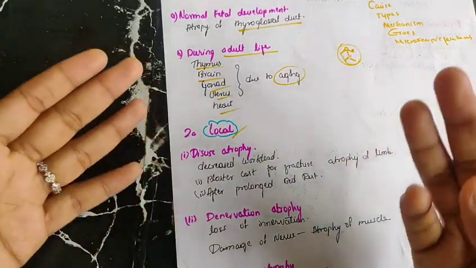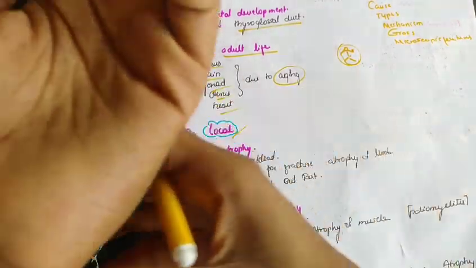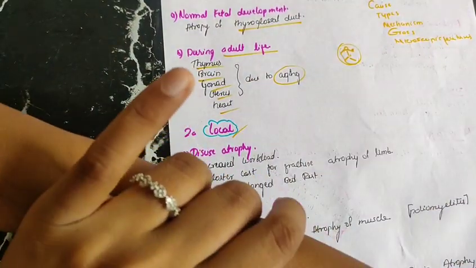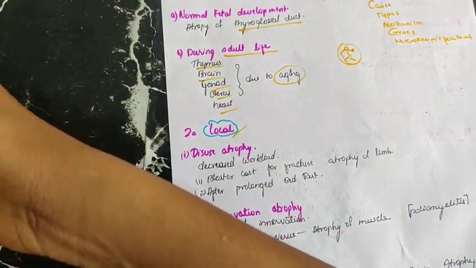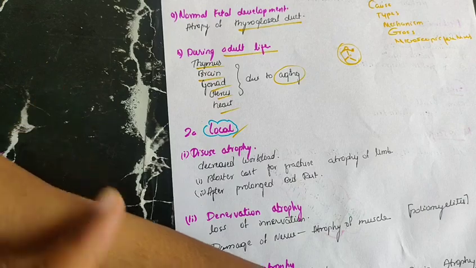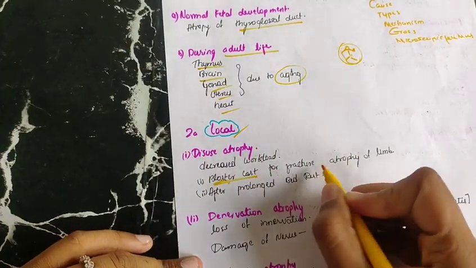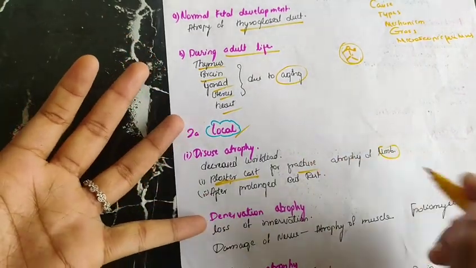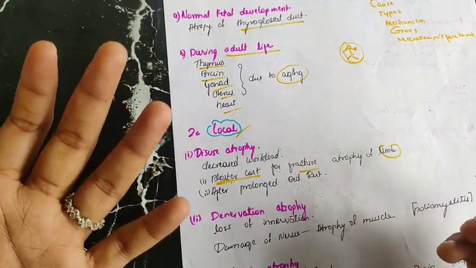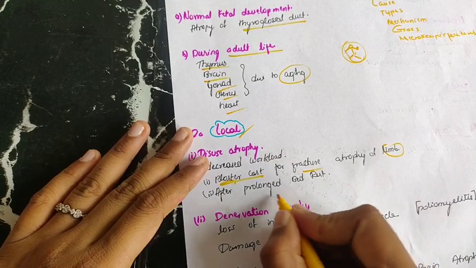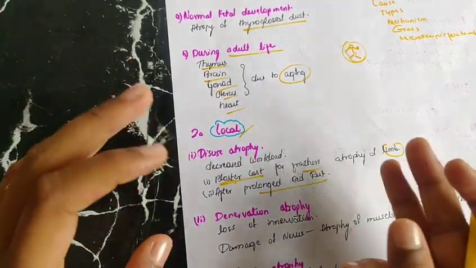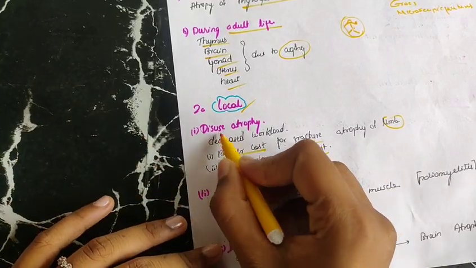Disuse atrophy. If we don't use an arm or limb, for example during a fracture when you are given a bandage with a plaster cast, there will be atrophy of the limb. You don't use that limb for a long time, so it will be atrophied. And after prolonged bed rest, some body parts get atrophied. This is disuse atrophy.